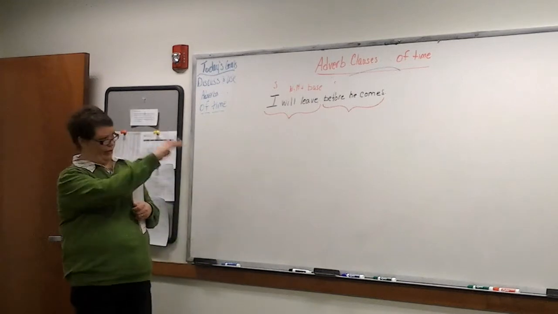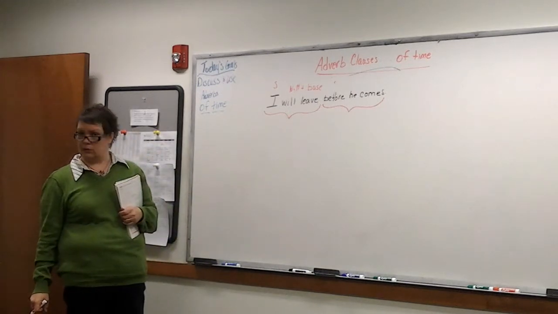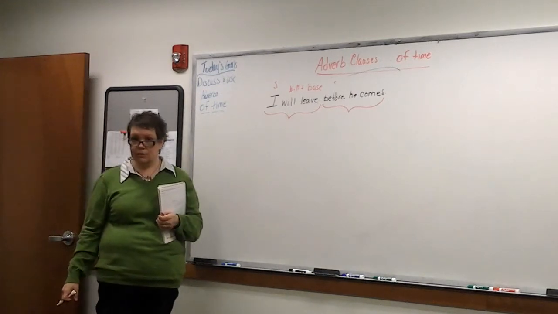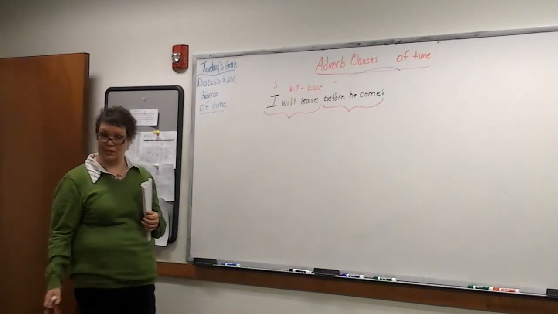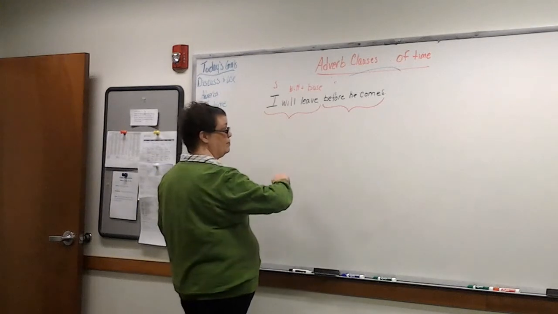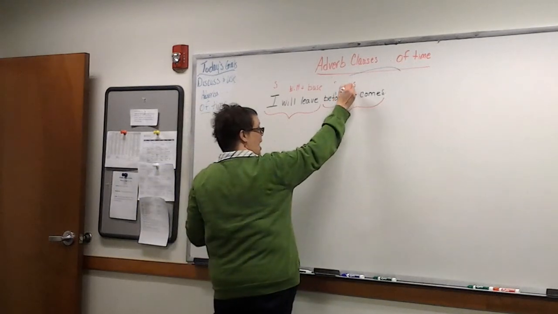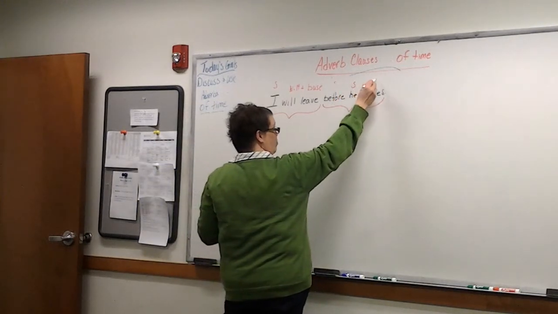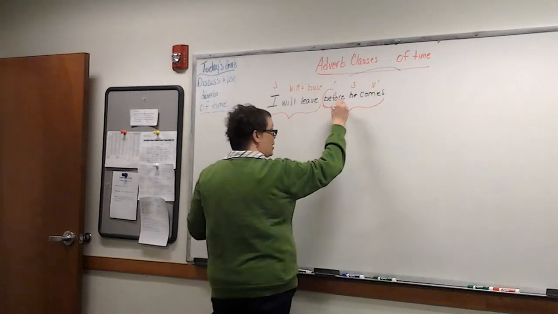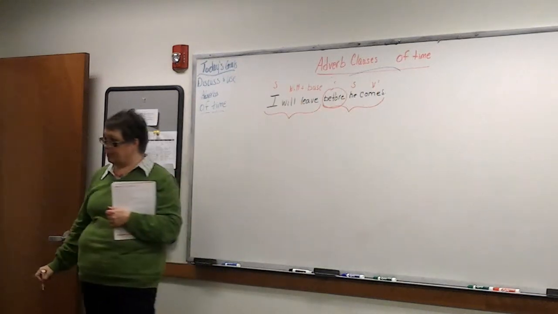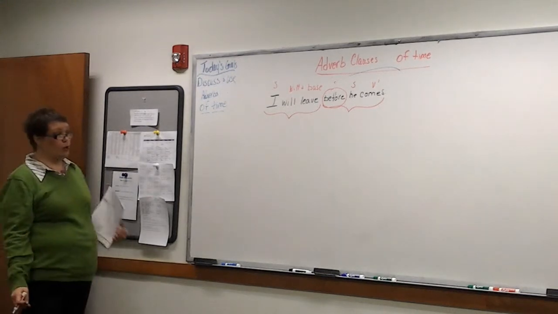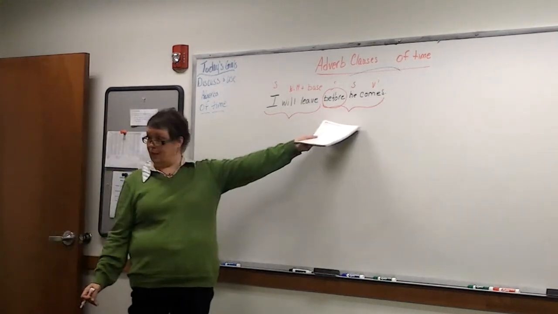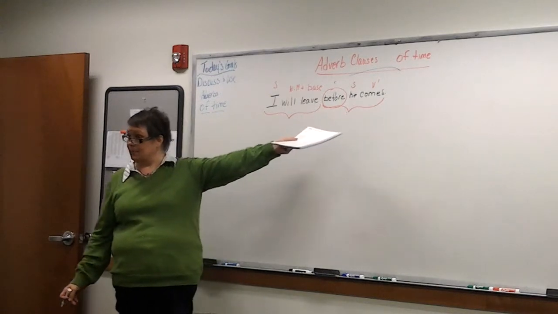Now, what do we have over here? Before he comes. That is actually a sentence. He comes. It's a boring sentence, but it's still a sentence. What's the subject? He. And the verb? Comes. Before is our clause word. It's what's telling us it's dependent. If you were just to write before he comes, you have an incomplete sentence.